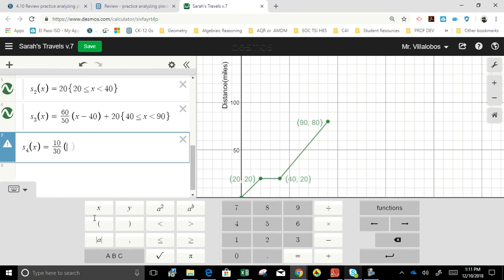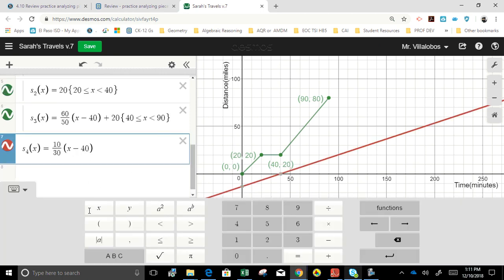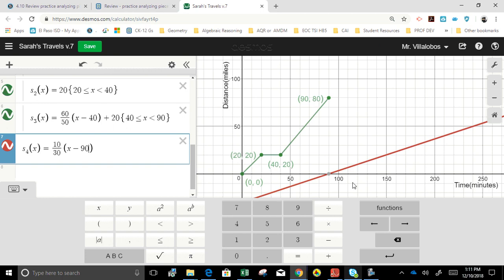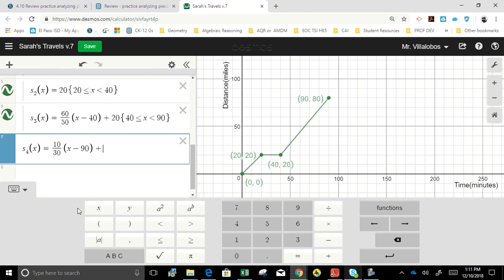What minute was I on? X minus 40. Because that's the minute I was on. I got to translate this over. Was it 40? No, it was not. The last minute was 90. Look at the graph and you'll see that I'm not quite where I'm supposed to be. I'm supposed to be at 90. So I got to shift it over 90 to the right. There. You see that this is 90, but it's not quite as high as it should be. What do I add out here? 80 to move it up. And there it is.